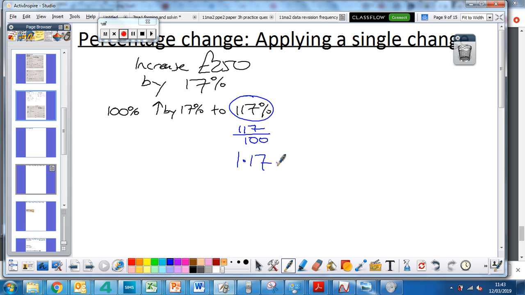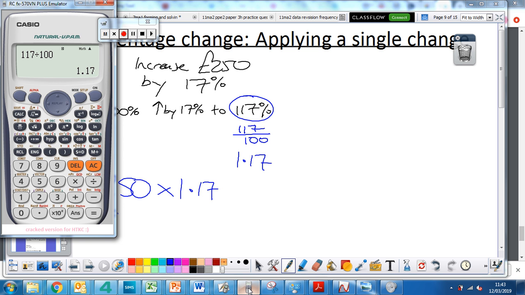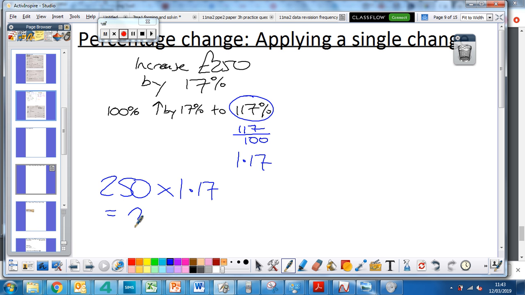If we're increasing £250 by 17%, we do one single calculation. 250 multiplied by 1.17. That's what you need to work out. Again, straight into a calculator. 250 multiplied by 1.17 gives you 292.5. Now remember, it's money, so it's going to need a pound sign at the front. Remember that money is always two decimal places. £292.50 would be the answer to that.